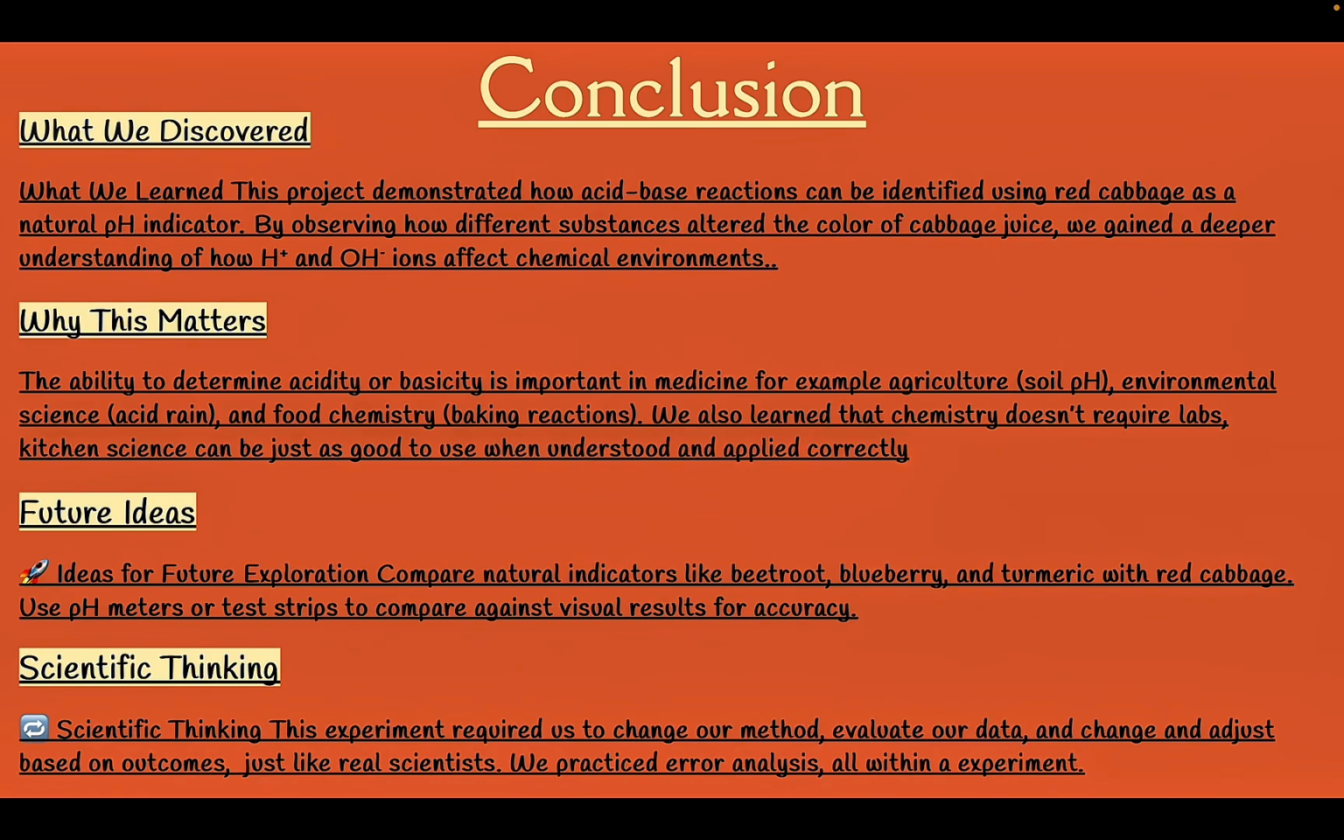We also learned that chemistry does not require labs. Kitchen science can be just as good to use when understood and applied correctly, using the safety protocols as well. Future ideas. Ideas for future exploration: compare natural indicators like beetroot, blueberry, and turmeric with red cabbage. Use pH meters or test strips to compare against visual results for accuracy.